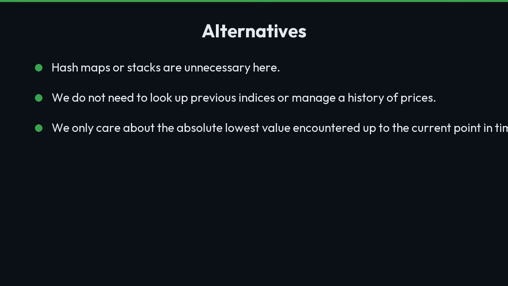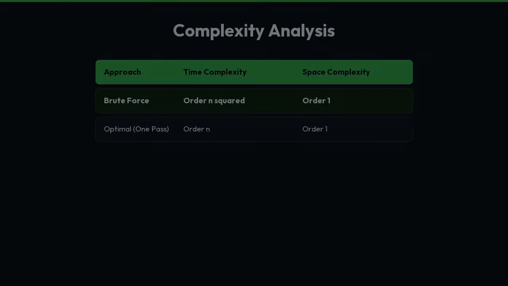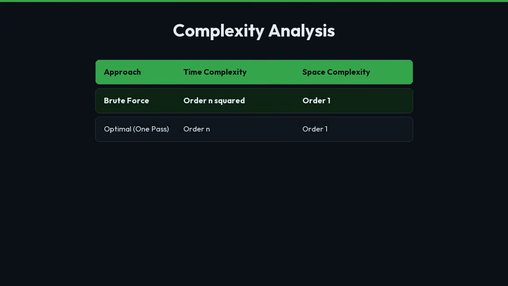You might wonder if a hash map or stack could help, but those structures are unnecessary here. We do not need to look up previous indices or manage a history of prices. We only care about the absolute lowest value encountered up to the current point in time. This approach runs in linear time because we visit each element exactly once. The space complexity is constant since we only store two integer variables regardless of the input size, making it significantly more efficient than the quadratic brute force method.